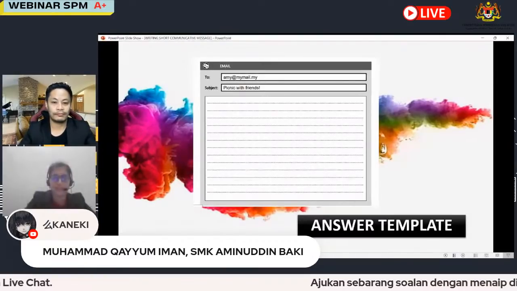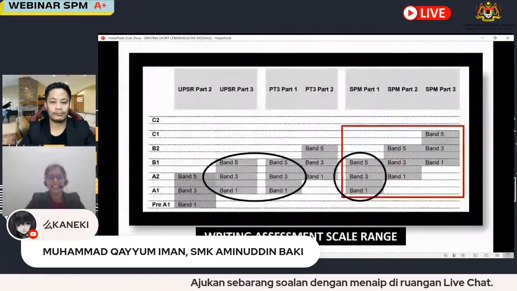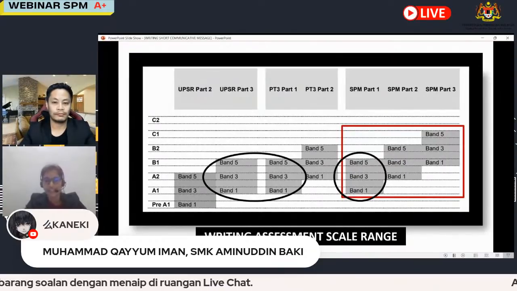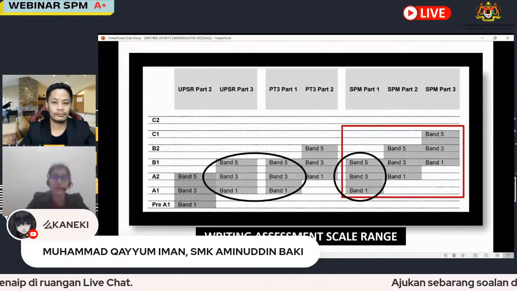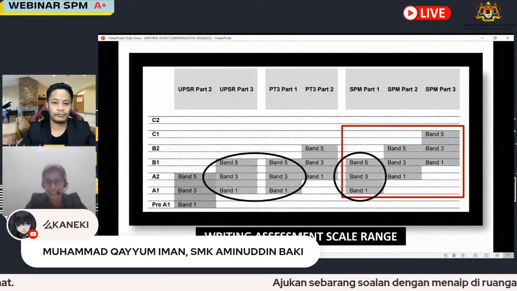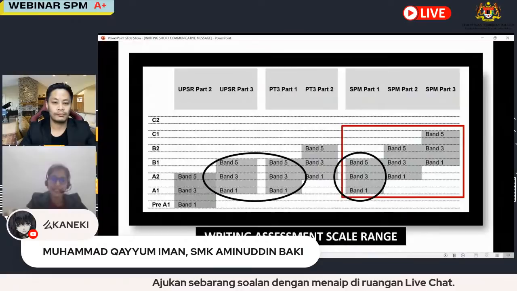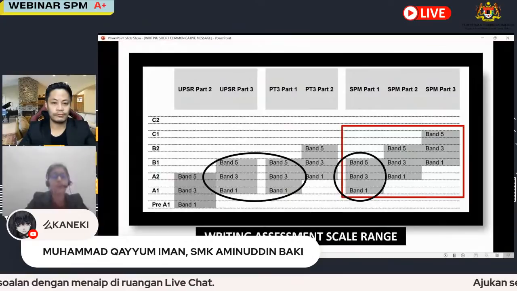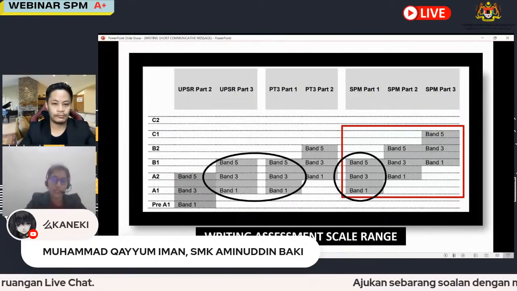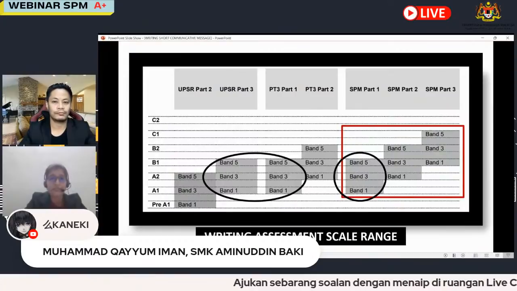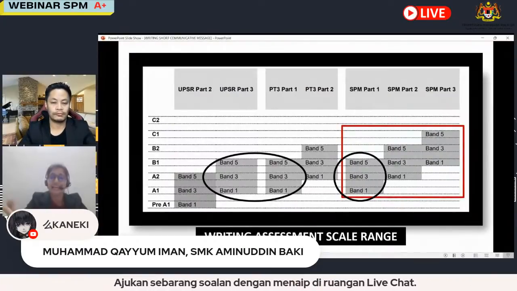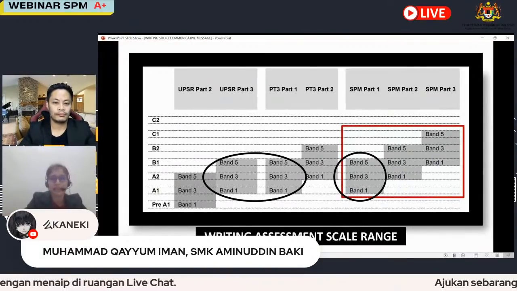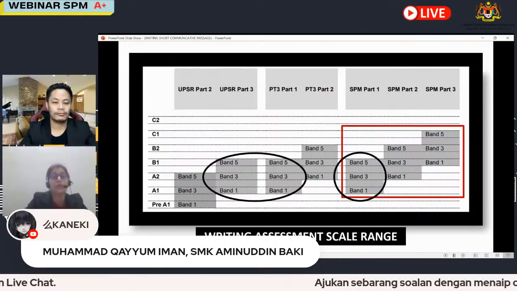Okay, all right, so let's look at the writing assessment scale range. When we talk about short communicative message, which is Part 1 of your writing paper in SPM, the one that I had circled, you can see that the scale range of the task is between A1 to B1, with A2 being the midpoint. When you compare it with the other two tasks, you can see that this task is at the lowest scale range, which makes it easier to be answered by all candidates regardless of what category you belong to.